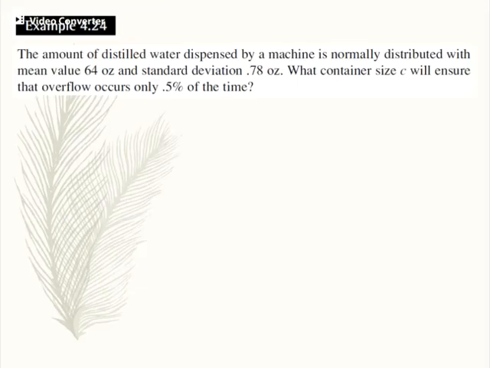Now let's have a look at example 4.24. This one's in the textbook, but I want us to just walk through it. So the amount of distilled water dispensed by a machine is normally distributed with a mean of 64 ounces and a standard deviation of 0.78. What container size C will ensure that overflow occurs only 0.5% of the time? All right, so step one, we need to define our random variable, and we're going to call it X. So let X denote the amount dispensed.